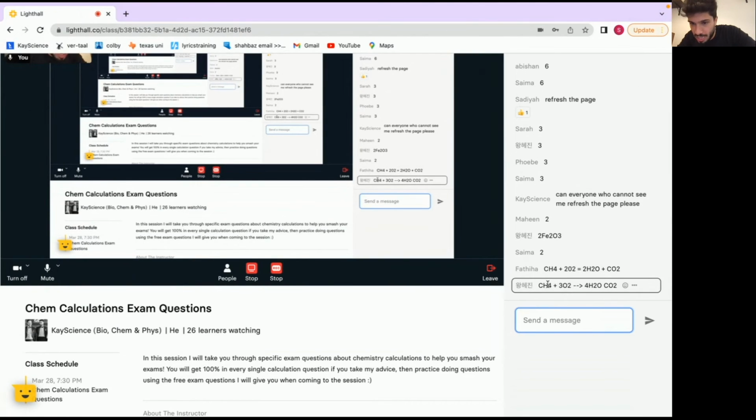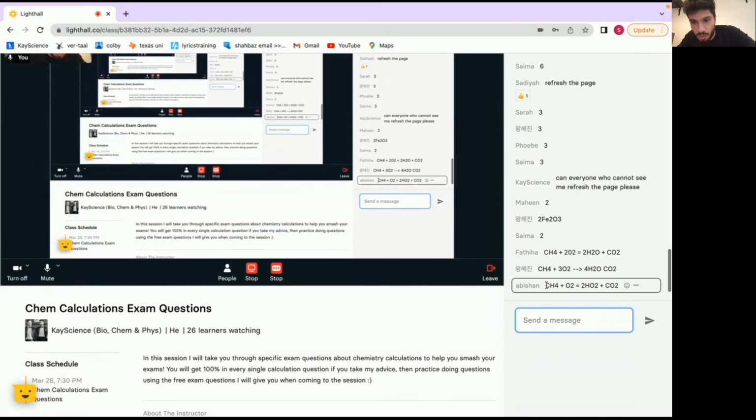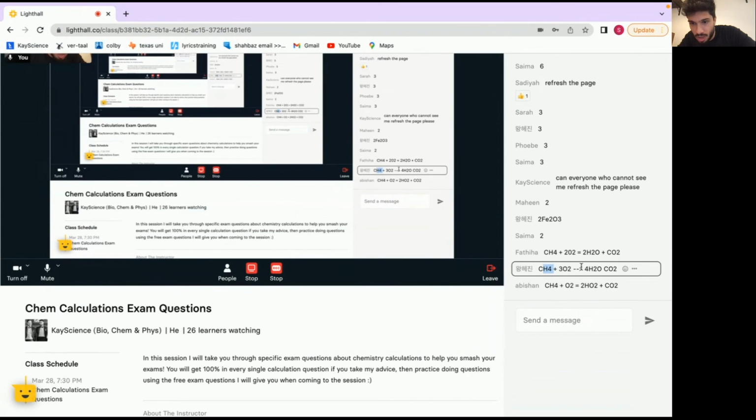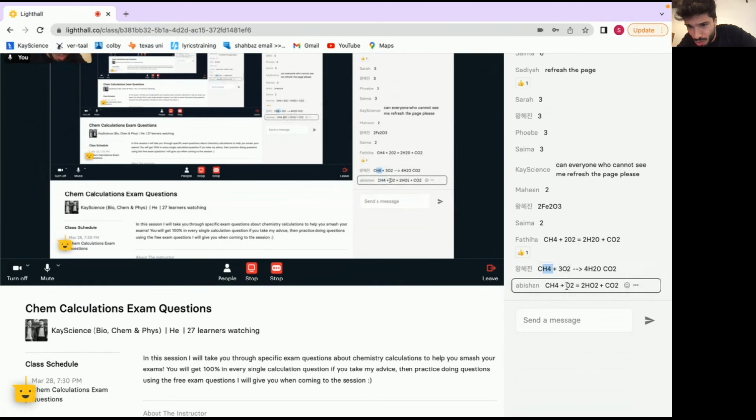Oh, it's not that one. It's not CH4 plus 3. Oh, have you balanced that? 8. No, it's not there because look, you've got 4 hydrogen atoms. You put a big 4 in front of the H2O. Well done, excellent. No, that's not correct, Abisham, because look, you've got 2 oxygen atoms here, and then 2 times 2. And it's H2O. It's not HO2.